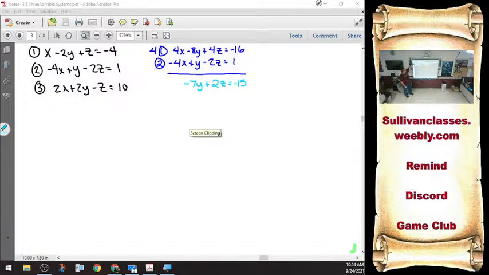I could take this times a negative 2 to knock him out. I could take this times 2 to knock him out. You just have to do it two ways. Which one? This guy by negative 2 with this guy, or this guy by 2 with that guy. They're both going to go away.